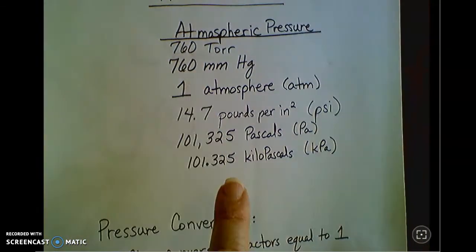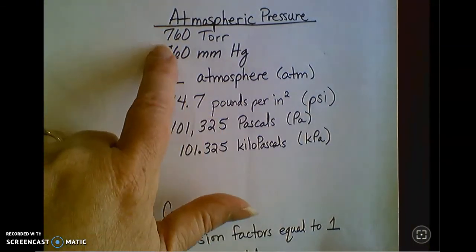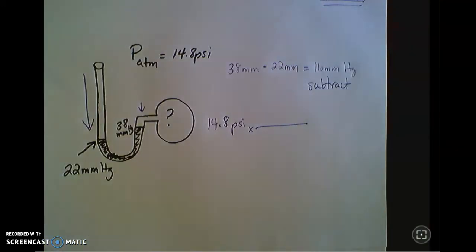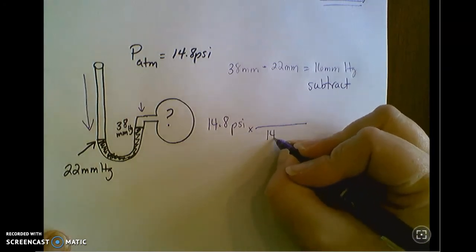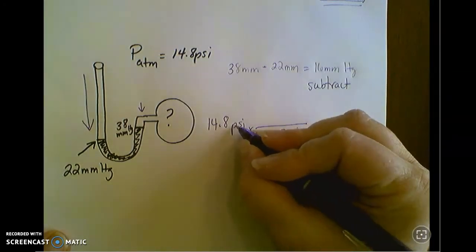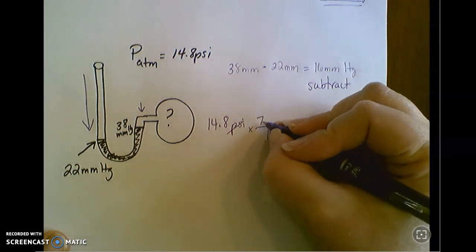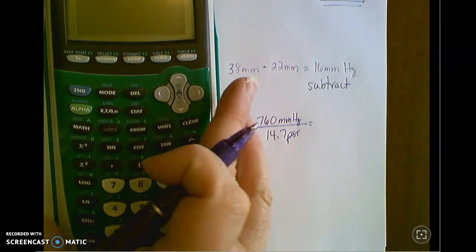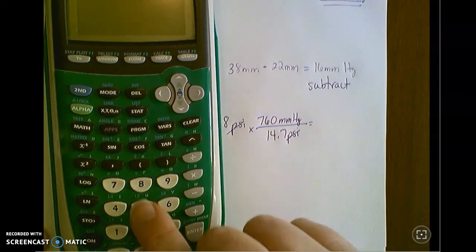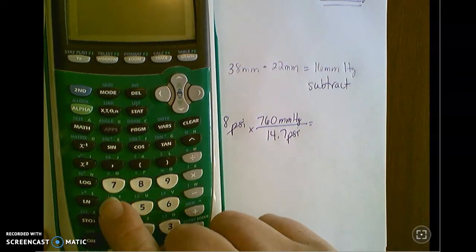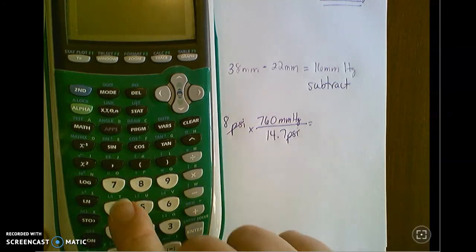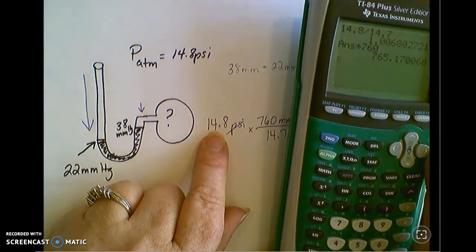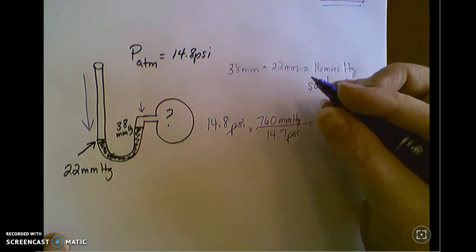My psi to millimeter conversion, 14.7 psi and 760 millimeters. So psi goes on the bottom so that it will cancel that unit. 760 millimeters of mercury goes on top. So 14.8 divided by 14.7 times 760 is 765.17. Again, 3 sig figs there, so I'm going to keep 3 sig figs in my answer.